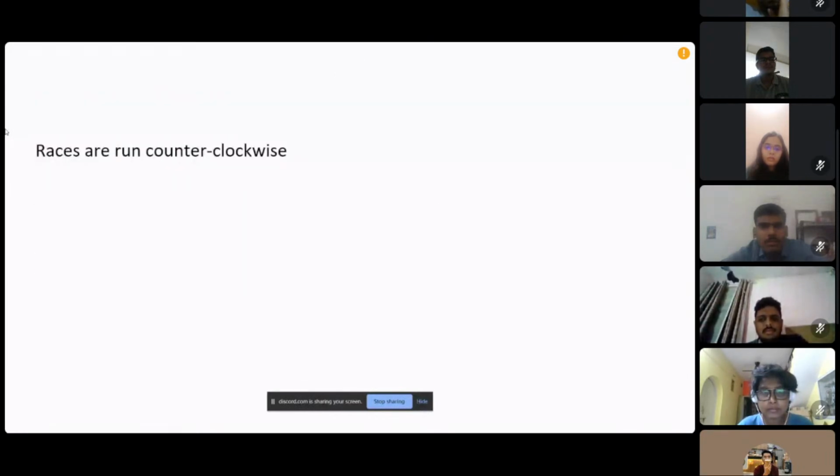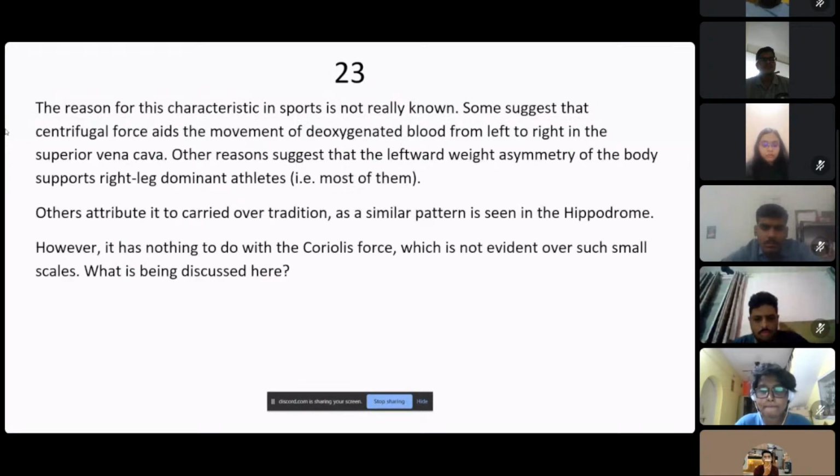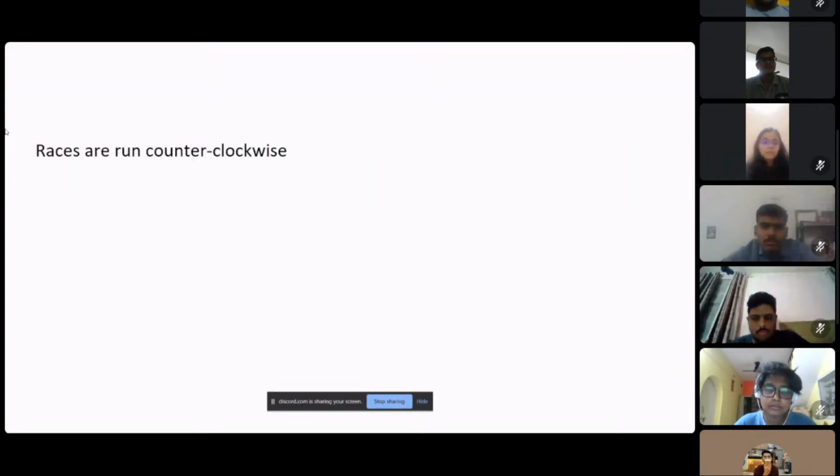So the actual reason why races are run in a counterclockwise direction is not really known, but these are the suggestions various experts have given in this very peculiar field. You must have questioned it: why isn't it clockwise? So these are the reasons that doctors and other scientists suggest. Nay, you may stop now.